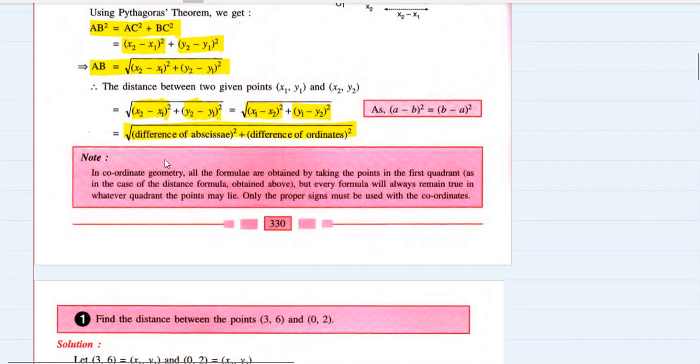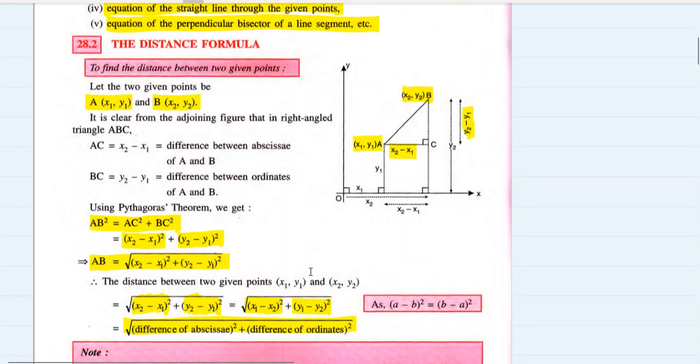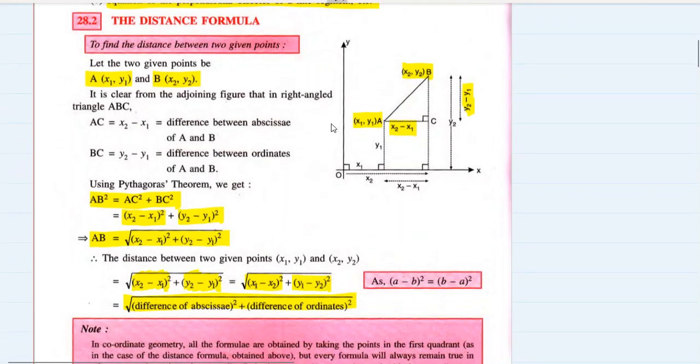In coordinate geometry, all the formulas are obtained by taking the points in the first quadrant. But every formula will remain true in whatever quadrant the points may lie. Only proper signs must be used with the coordinates. So in this example, you might feel that they have taken the first quadrant and derived the formula, but you can derive the formula for any quadrant. The formula will remain the same.